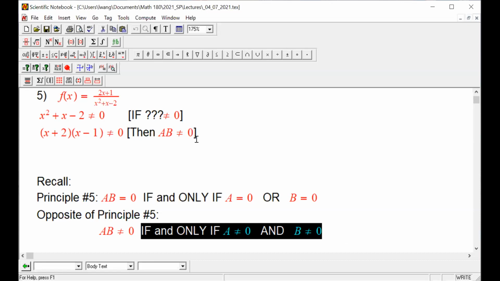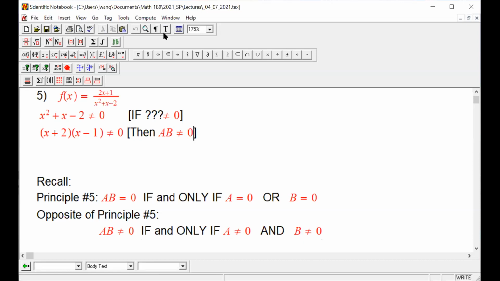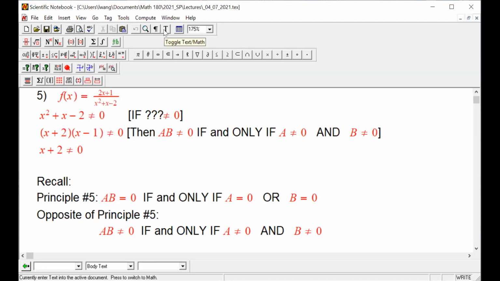Over here, you're gonna say if and only if. So this comes into the picture. So the next step will be then x plus 2 is not zero. So you're referring to A is not zero. And here it's gonna be x minus 1 not equal to 0.